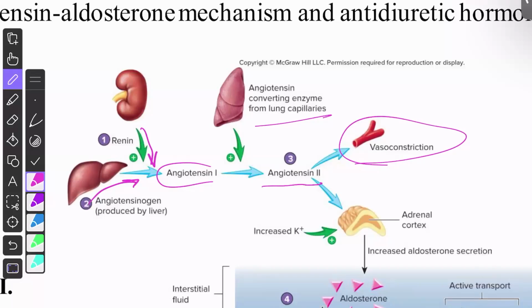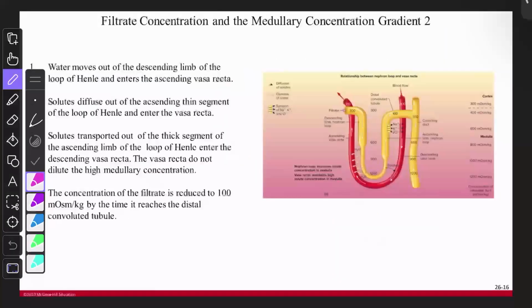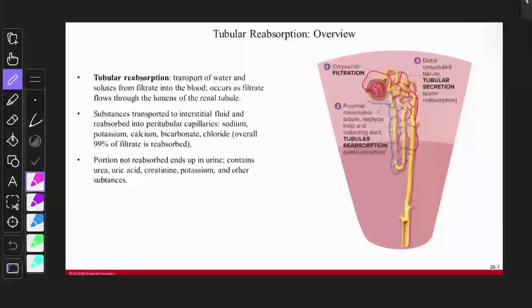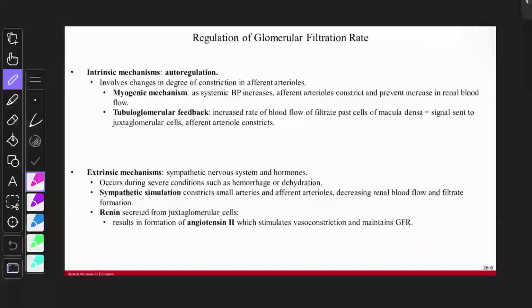Okay, we'll talk about this again later. I'm going back. Okay, so those are the intrinsic and the extrinsic. You need to know which ones are intrinsic, you need to know which ones are extrinsic, and you need to know the basic actions of each. Okay?